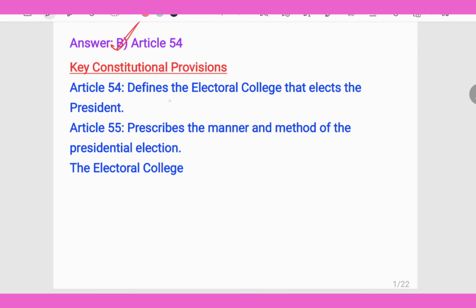It defines the electoral college that elects the President. Article 55 prescribes the manner and method, how the President is elected. The election of a President is conducted by the Election Commission of India under Article 324, both for President and Vice President.